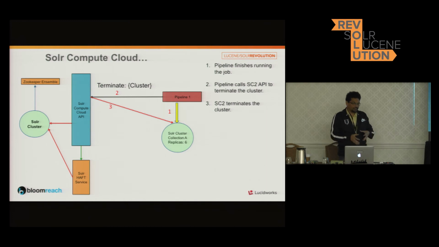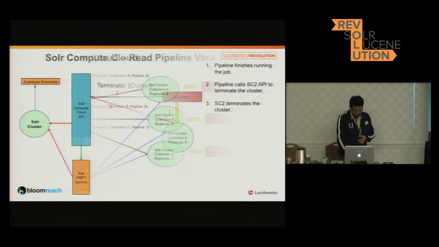The second case is when a job finishes. What does it do? Exactly the same thing, but in the reverse flow. It calls the API and says, hey, I finished my job, terminate the cluster. So the API does that by just terminating the cluster. And at this point, HAFT is not used because it's just killing the cluster.